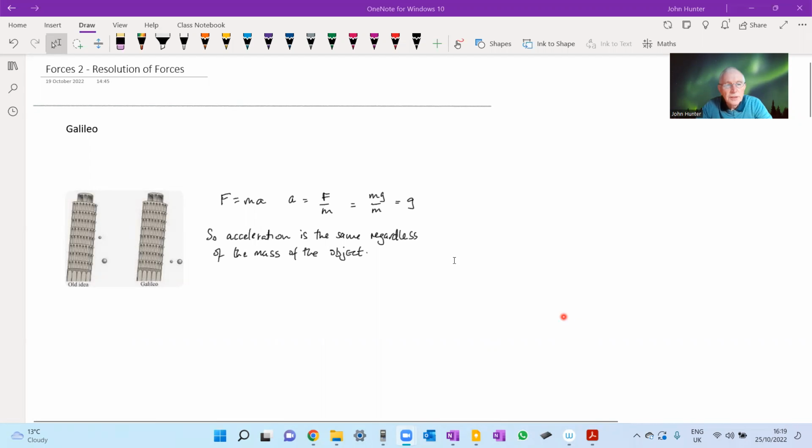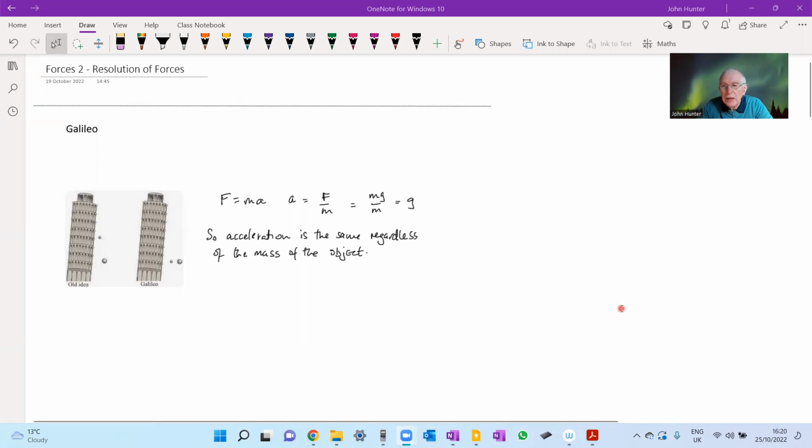Okay, this video is the second one in the forces series and about resolution of forces. I just thought we'd go back to mass and acceleration and weight and have a little bit of a recap of that, by way of looking at Galileo. So this isn't particularly to do with resolution, but we'll come to that in a minute.